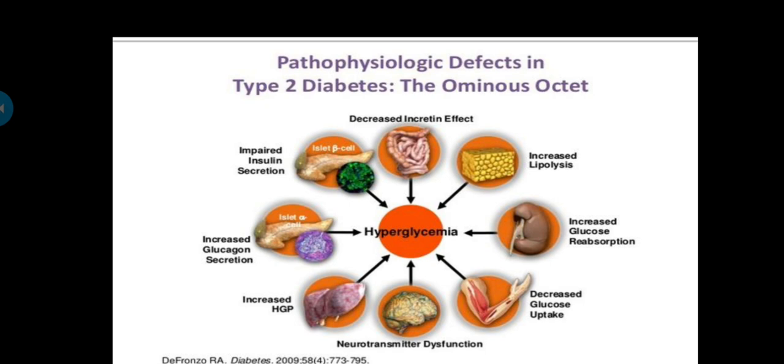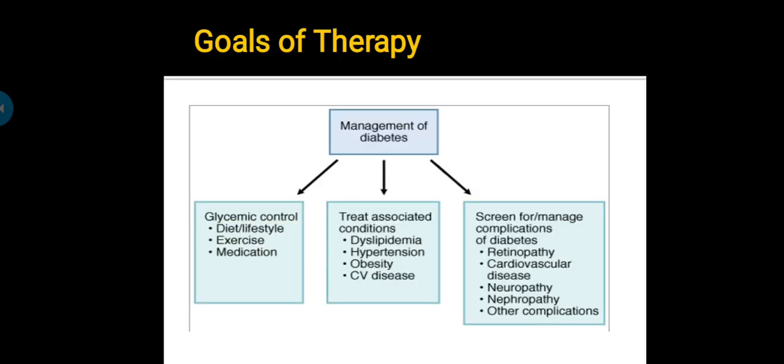Neurotransmitter dysfunction, we can also call it a central effect. Often there is a central stimulus which can impair the satiety of our body, that will influence the food intake of an individual, that can also influence the hyperglycemia. So these are the ominous octet. We have to remember this. Actually it is responsible for the development of hyperglycemia, mostly in type 2 diabetes mellitus.